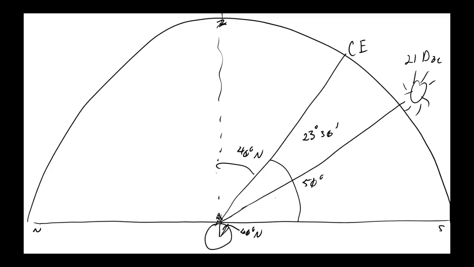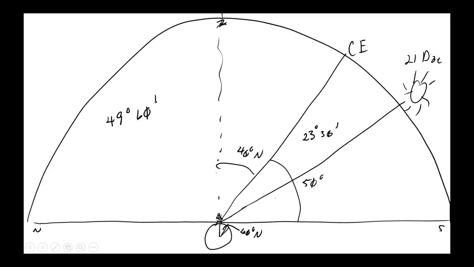How will you get it? Anybody? I can't hear. Someone's saying it right. Go ahead. Be brave. Oh, okay. What we do is subtract this because you're below the celestial equator. So I'm not going to do 50. I'm going to do 49 degrees, 60 minutes.